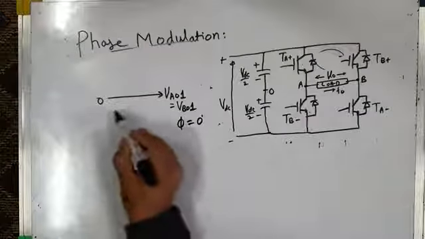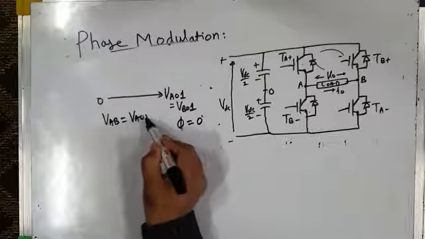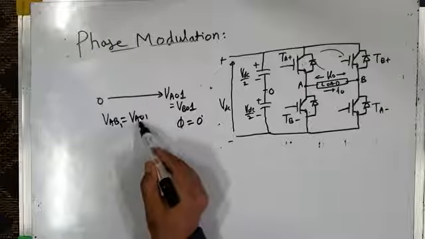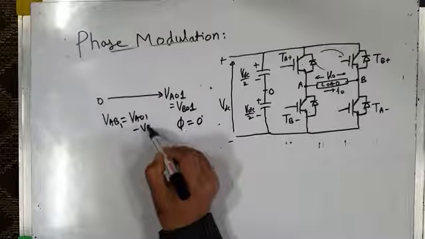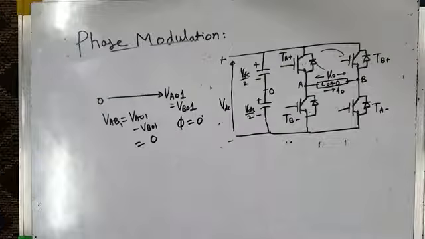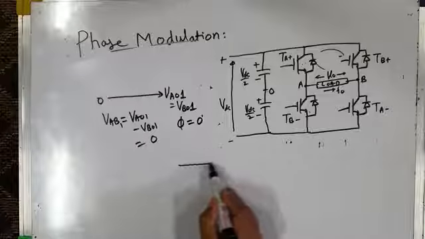The two voltages are in phase with each other. So in this case, what will be VAB, the load voltage? The fundamental component of load voltage, VAB1, will be equal to VAO1 minus VBO1. Since the two voltages are in phase with each other, it is 0. So it will produce 0 output voltage. And the other extreme is when phi is 180 degrees.